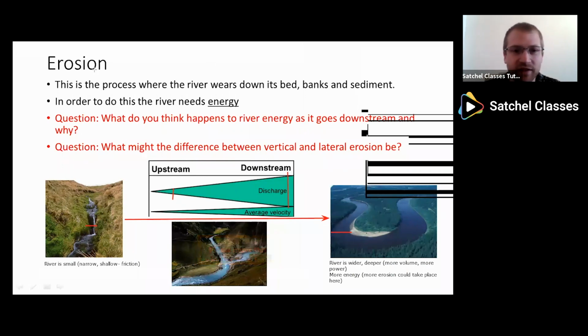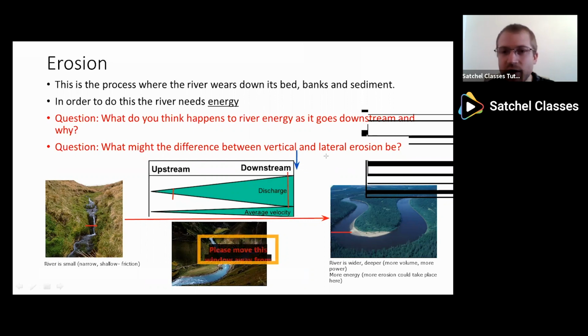But our next thing that we'll look at is what might be the difference between vertical and lateral erosion. Vertical is basically going up and down. If you were to drop a ball vertically, it would fall. So vertical erosion, I'll just put an arrow next to it, is downwards. Lateral erosion is a little bit different.